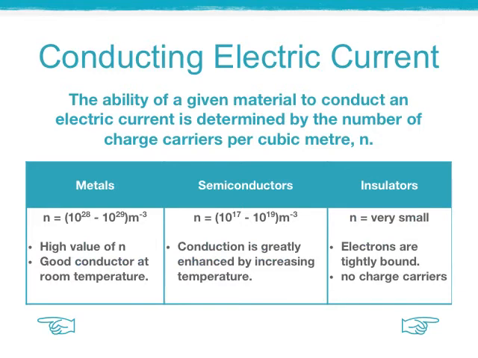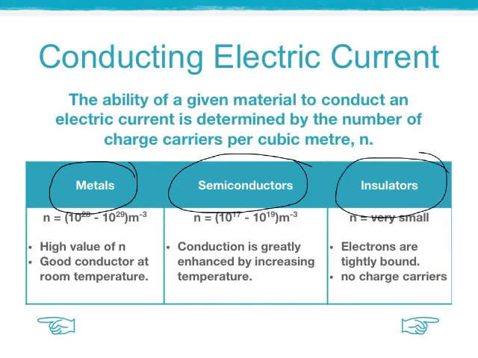And just to open up your understanding to the kind of materials that we come across, metals, semiconductors, and insulators are the three kinds of materials that we talk about when we look at conduction properties. The ability of a given material to conduct is determined by the number of charge carriers per cubic meter. So what affects this number n, the number of charge carriers per cubic meter?